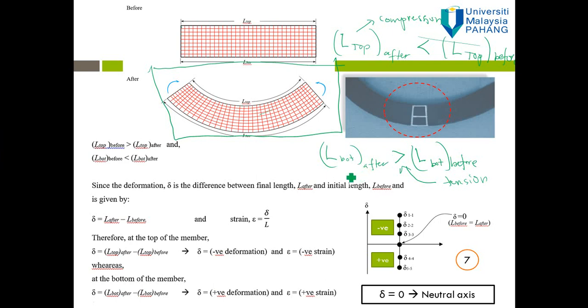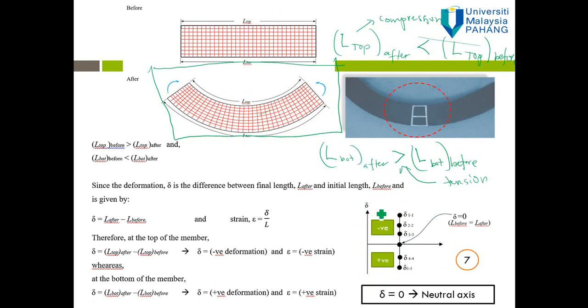Now let's further analyze the beam. From the analysis, we know that the length of the top surface of the beam decreases after deformation. However, the total length of the bottom surface after deformation is increased. That behavior can be shown in picture 7. So the top part is negative, the deformation is negative because the total length decreases.